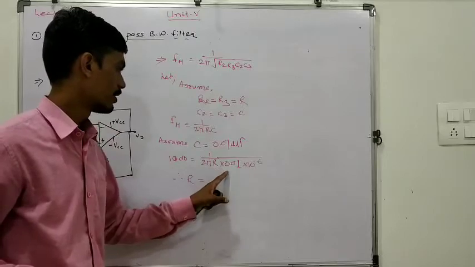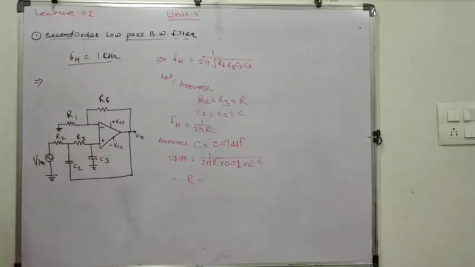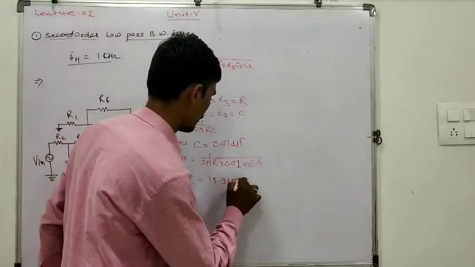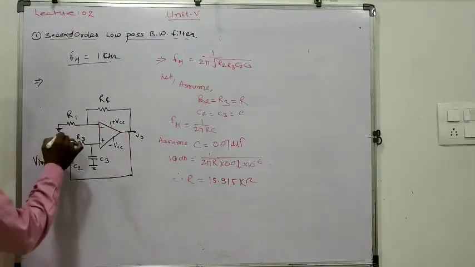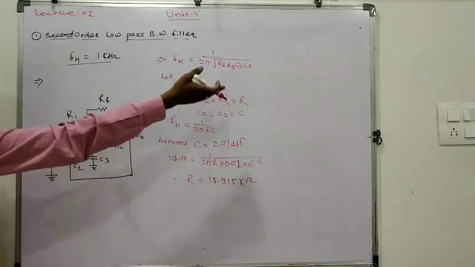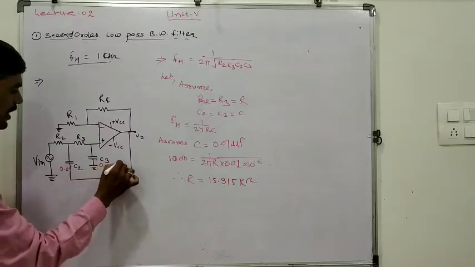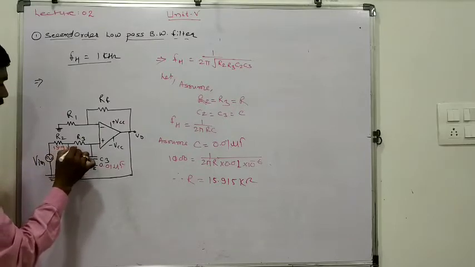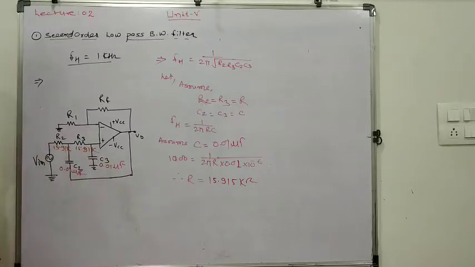So by selecting the value of C equal to 0.01 microfarad, the value of R becomes 15.915 kilo ohms. So we are getting the value of R2, or we can say R2 is equal to R3. So here C is equal to 0.01 microfarad, here also 0.01 microfarad, and R is equal to 15.9 K. Here also 15.91 K. The first part of the design is complete here.